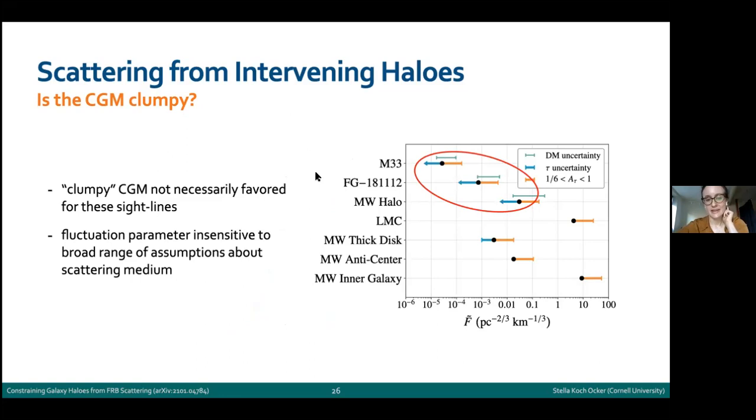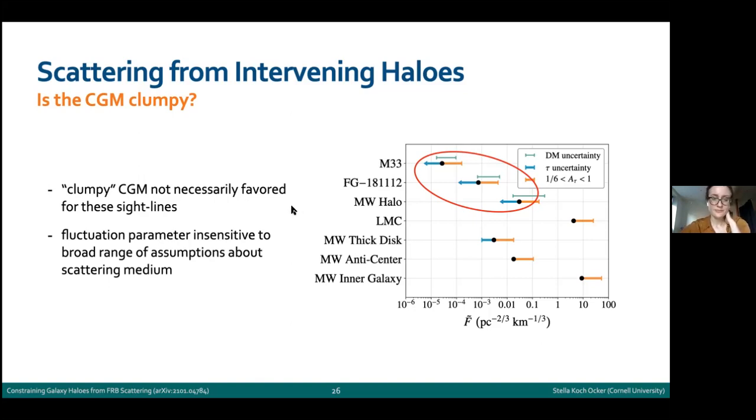So this suggests that the clumpy CGM, at least in the formalism of the Vedantam and Finney model, is not necessarily favored for the lines of sight that we consider. Now, this doesn't entirely rule it out. There is a good deal of room for playing around with the filling factor and the various scale sizes. And so it doesn't seem to be favored by the small fluctuation parameters that we find, but not necessarily ruled out.